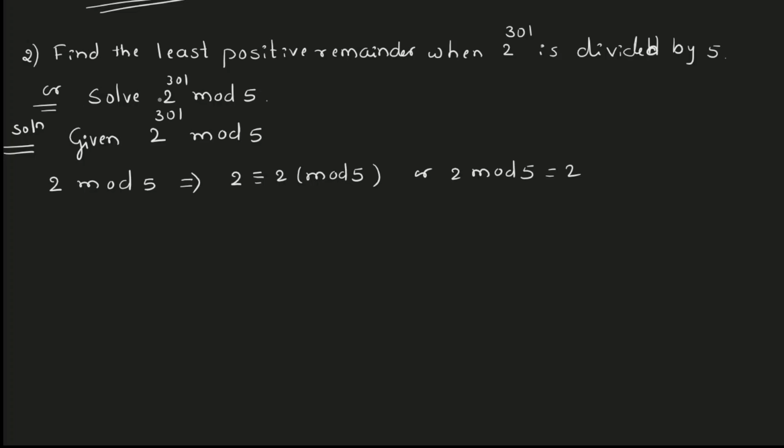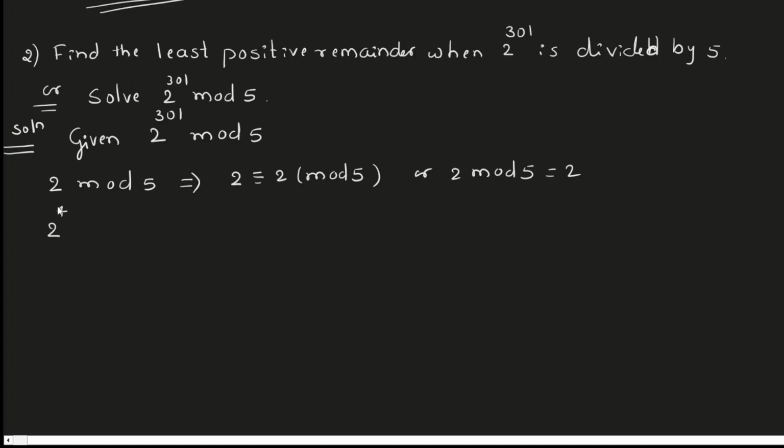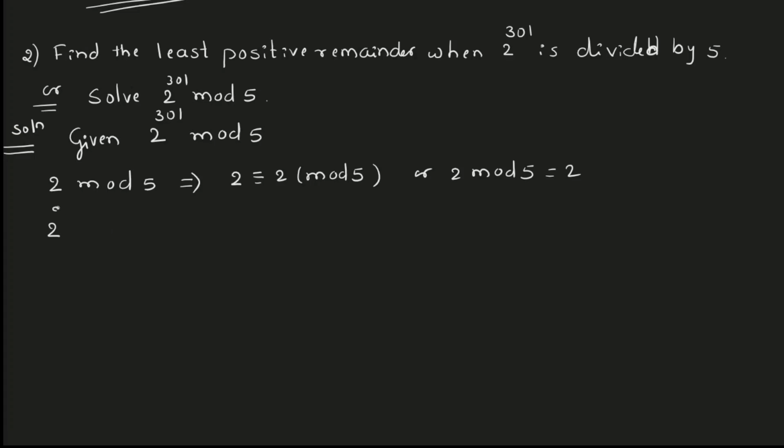Now, our aim is to find the power 301. Yes. Now, as I said, you have to double this. When you double this, 2 raised to 2. 2 raised to 2 is 4. Okay, let us do that. 2 square. 2 square mod 5.